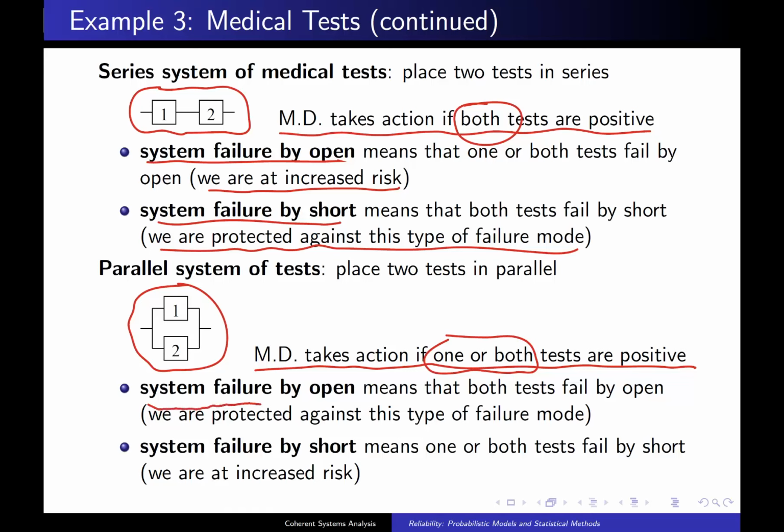What is system failure by open? That means that both tests fail by open, and this particular arrangement is protecting against this type of failure, whereas system failure by short means that one or both tests fail by short, and this one is placing us at increased risk. So there are three examples: electrical system with the diodes, a mechanical system with the springs, and finally a medical-based bimodal failure with the medical tests.